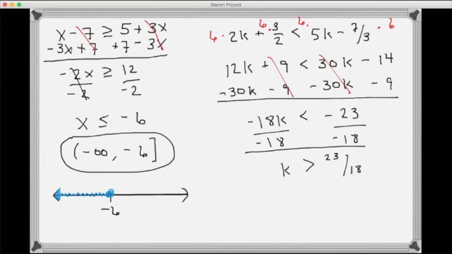You're still going to do this the same way when it comes to interval notation and your graphing. So this is going to be a parentheses with 23 over 18, comma, infinity. And if we graph it, we're going to have 23/18 right here. That's going to be an open circle. And we're going to shade to the right this time. It's going towards positive infinity. And just keep on going.